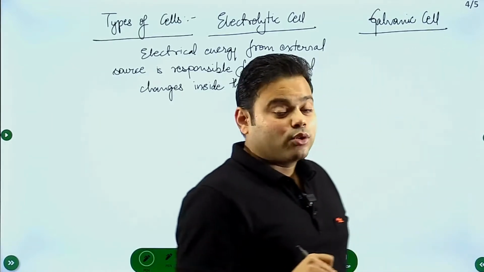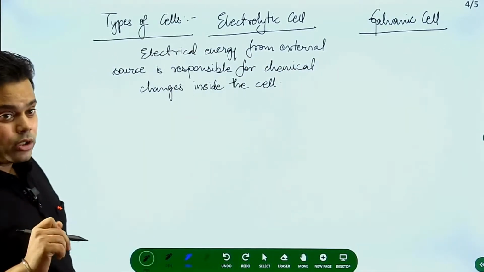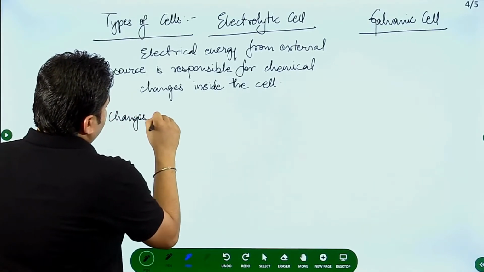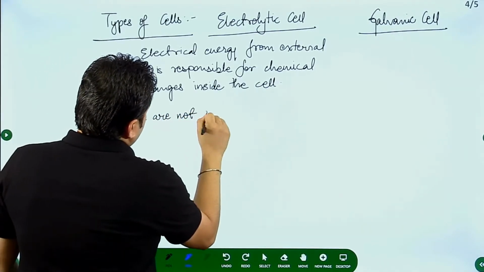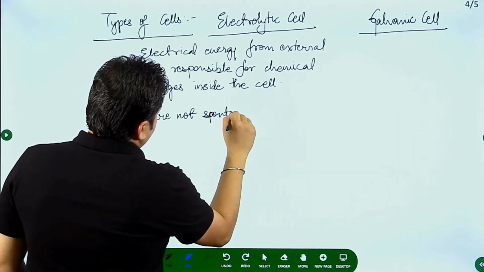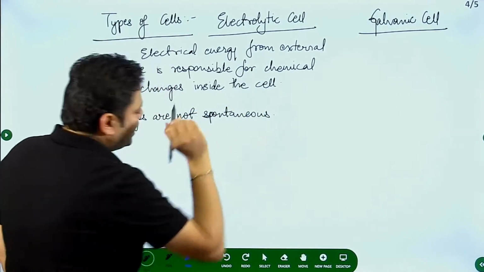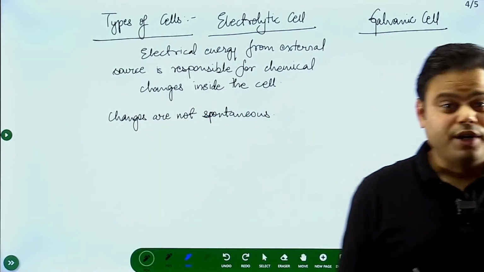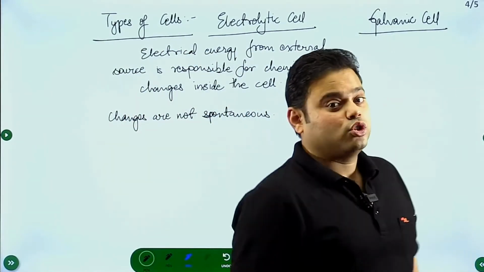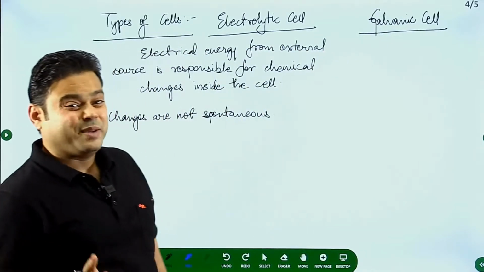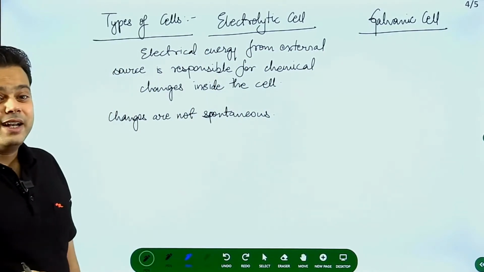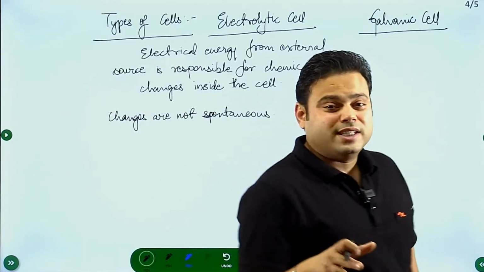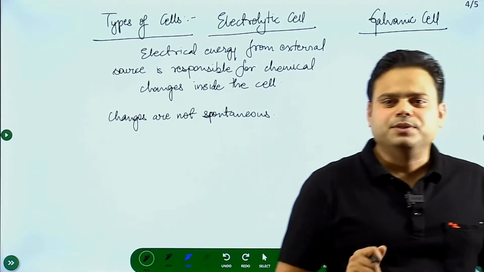What is the second important thing about the electrolytic cell? The changes over here are not spontaneous. Where do we notice this? In an electrolytic cell, change is not spontaneous, meaning it's not going to be very quick, not very fast. Electrical energy from an external source is changing into chemical energy inside the cell. These are the ones used in the labs for experimental purposes.